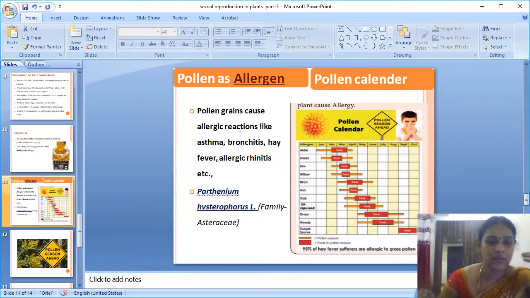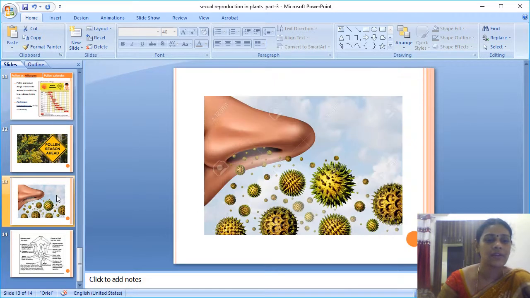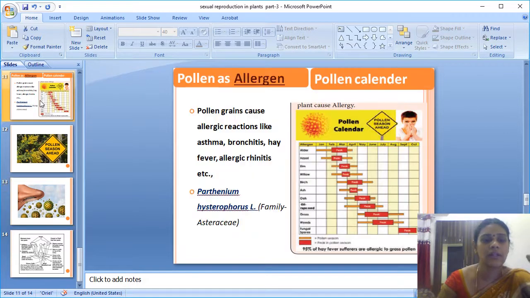Pollination also takes place through the air, so the pollen is spreading in the air. The pollen enters through our nose like this. If the person is allergic, it causes allergic reactions like asthma, bronchitis, hay fever, and allergic rhinitis. Asthma is difficulty in breathing.